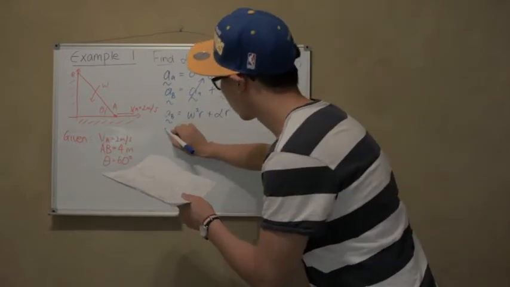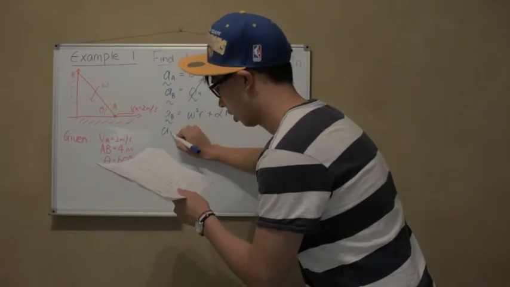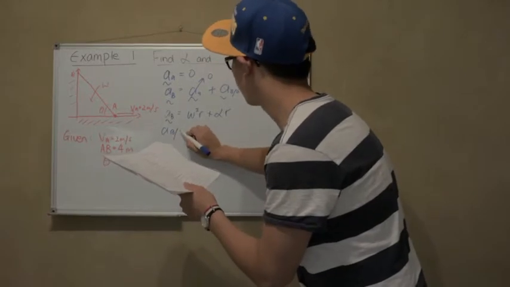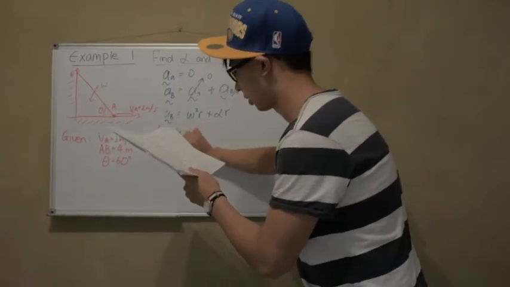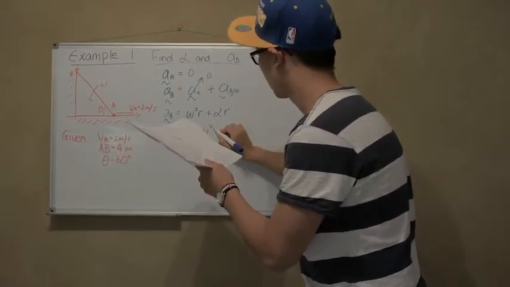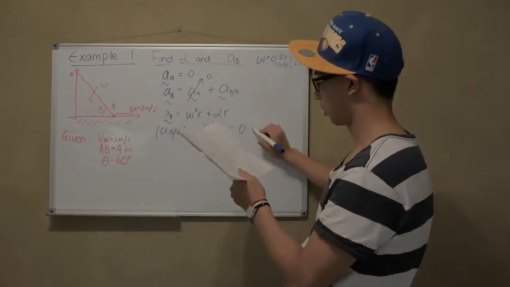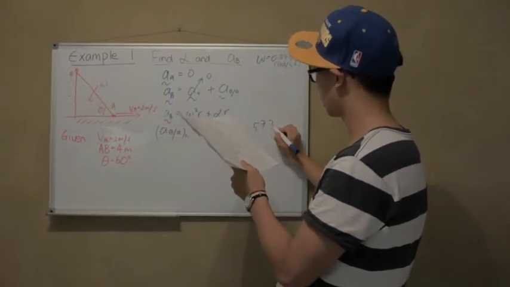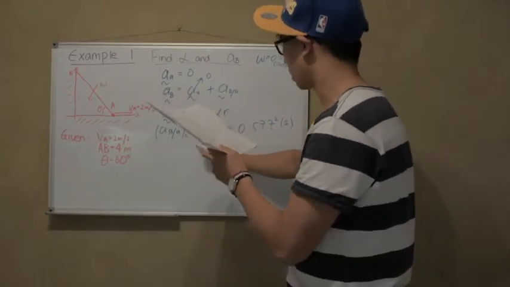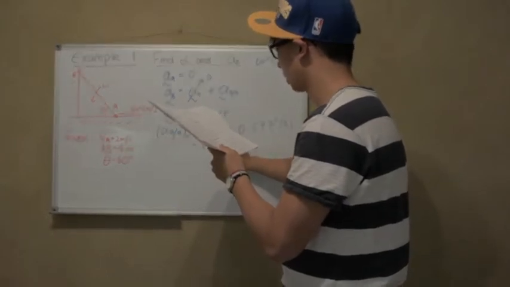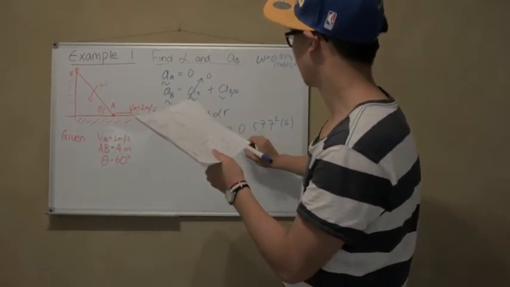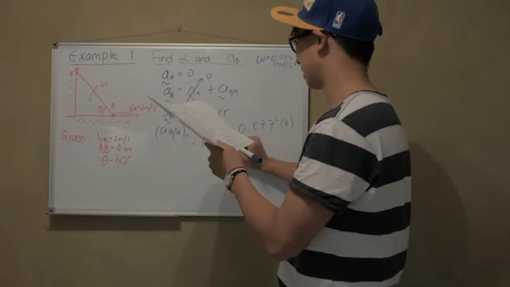Now, we know that the acceleration of B with respect to A in the normal direction is equal to omega squared r, which is equal to 0.577 squared times 4, which gives us 1.33 meters a second squared.